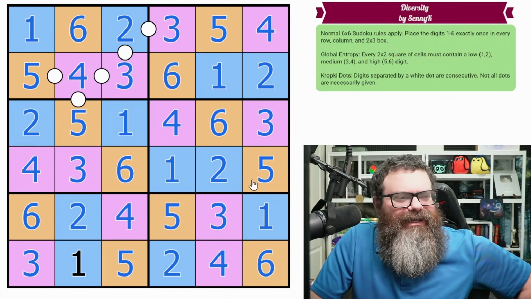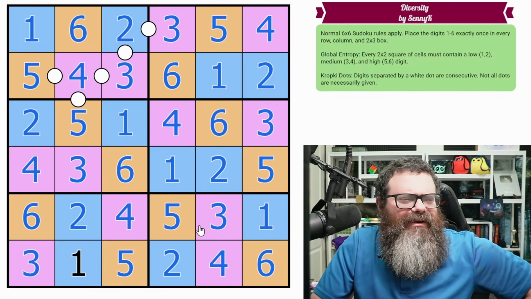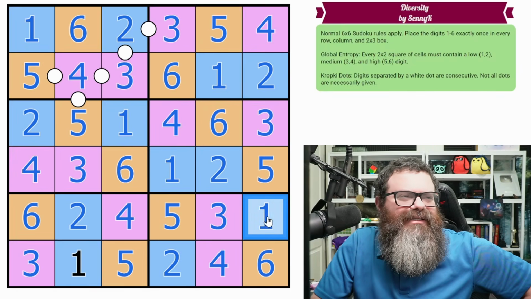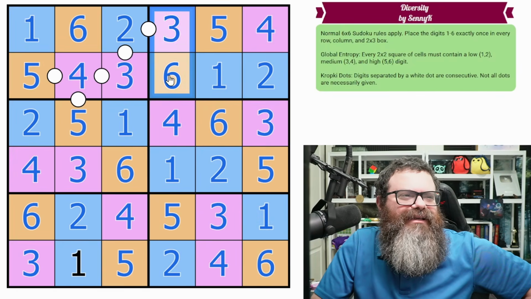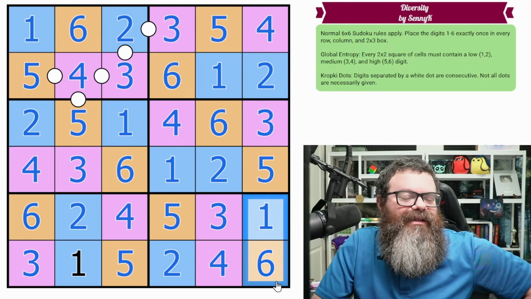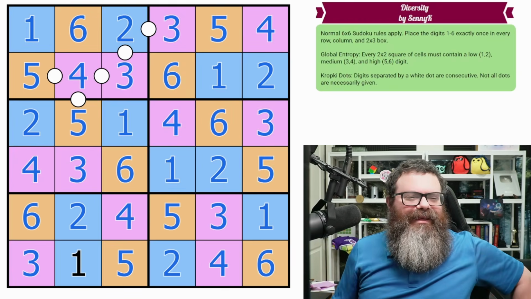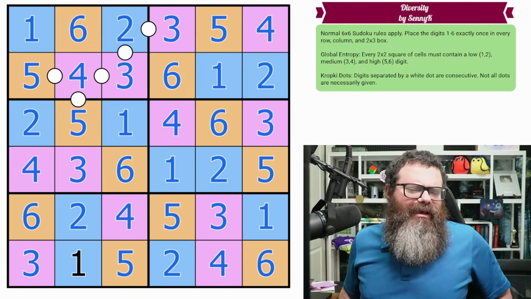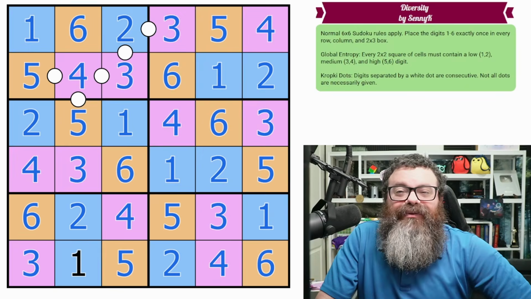Nice puzzle, Senny. Yeah, the global entropy is very powerful, especially in 6x6. I like how you used the fact that these couldn't be the same, and I'm glad I thought about the constraint a little bit first before solving. All right, cool. Well, how'd you do?